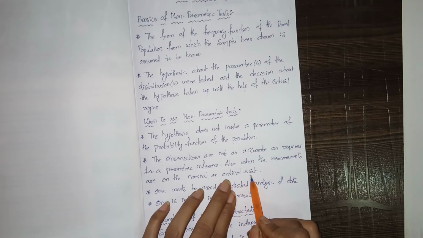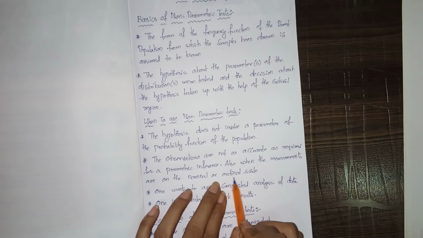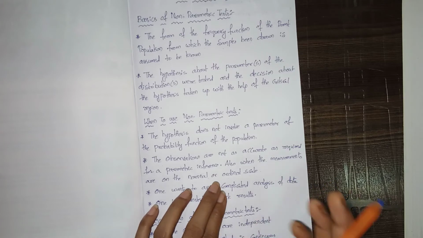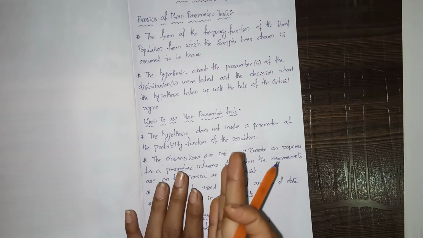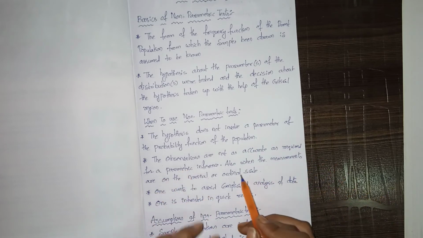So ordinal scale, in the sense, here the given data, first we arrange in order. Okay, so we arrange in order. After that we'll tell whether the numbers are greater than, less than, or equal to. So that type of data is called ordinal data.